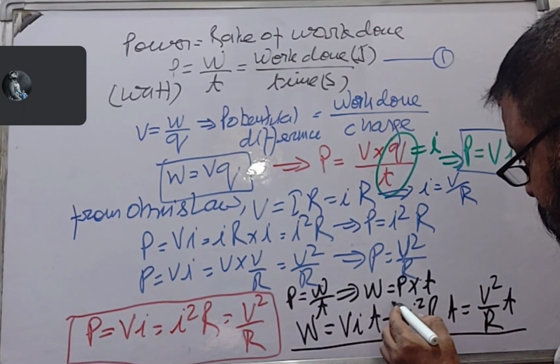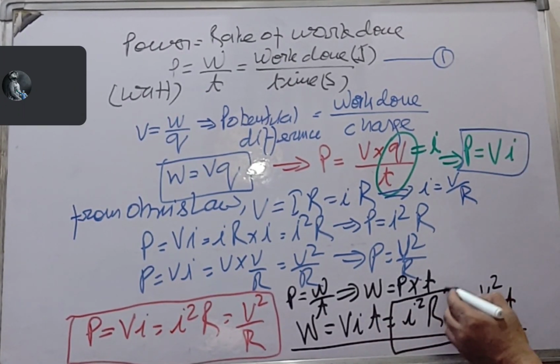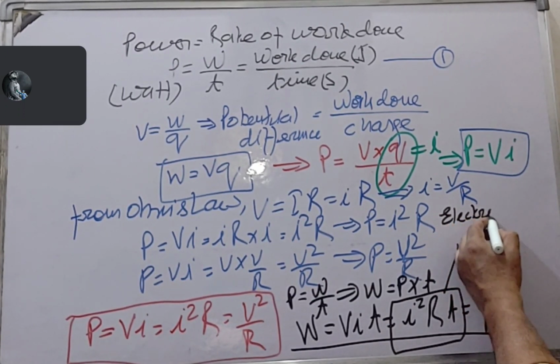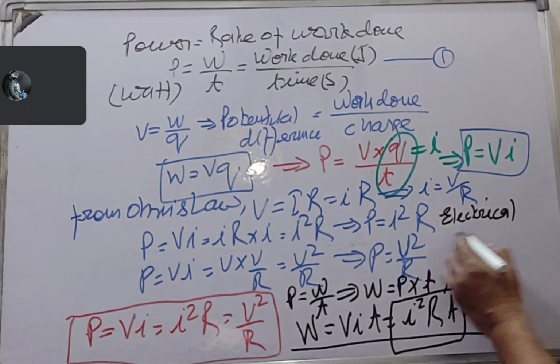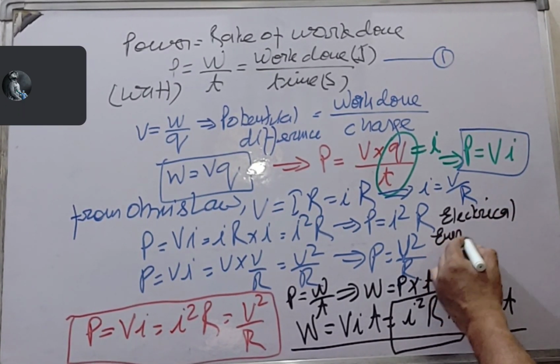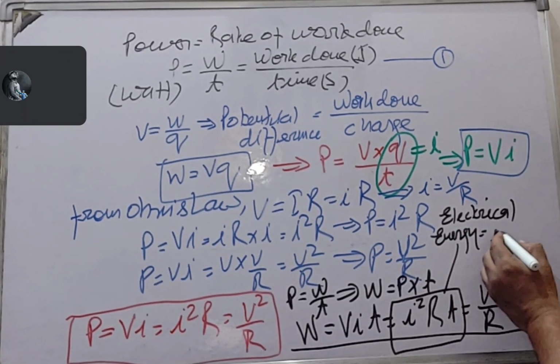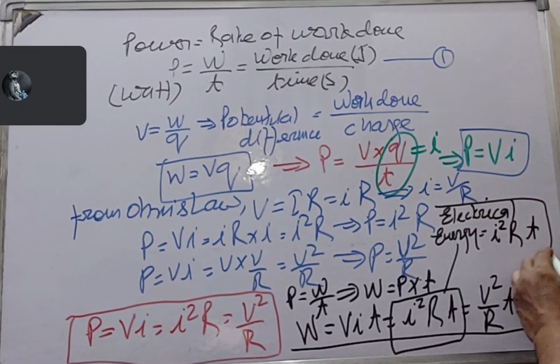And here it is known as electrical energy. Electrical energy is equal to I square RT. No, this is I square RT we have, right?